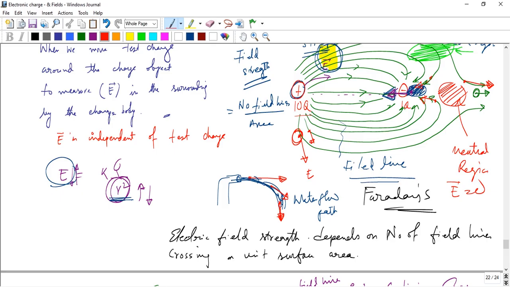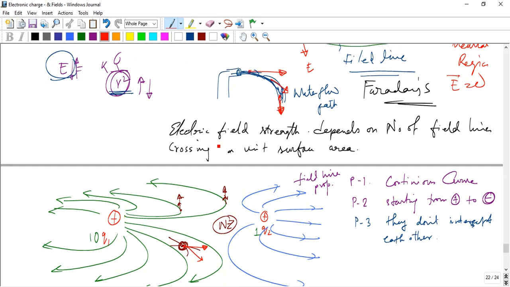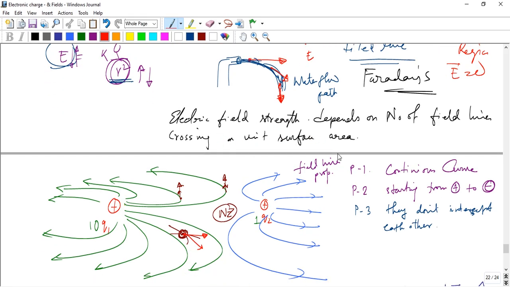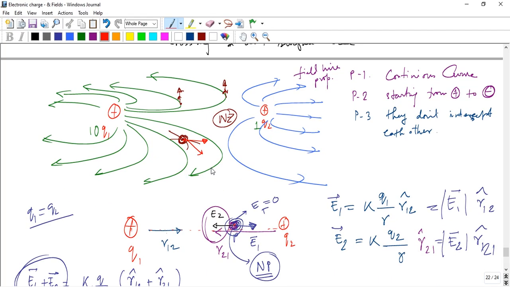Otherwise, one point would give three electric field directions. They do not follow each other; they are independent. That's why they do not intersect each other, because one point gives one field strength, one electric field. Now another important concept.